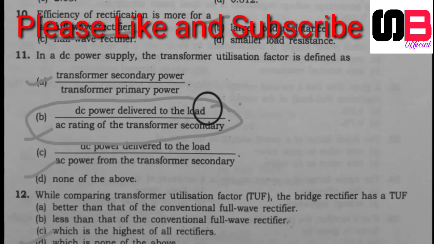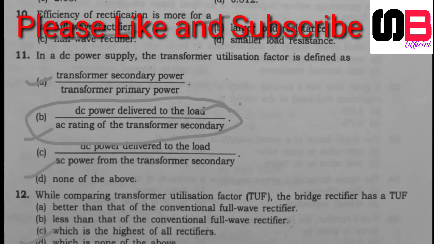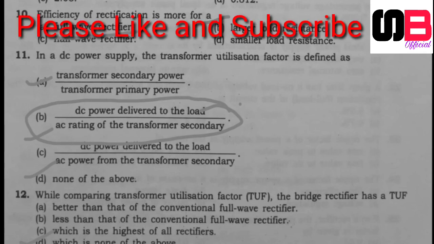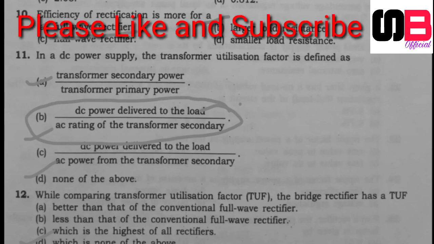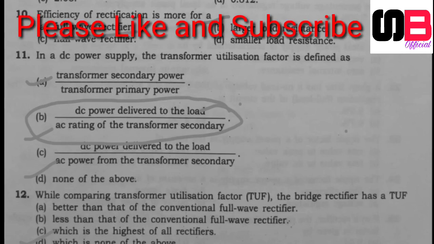And the last question is, while comparing transformer utilization factor, the bridge rectifier has a transformer utilization factor option A, better than the conventional full wave rectifier, option B, less than that of the conventional full wave rectifier, option C, which is the highest of all rectifiers, and option D, none of the above. The answer is option A, better than that of the conventional full wave rectifier.